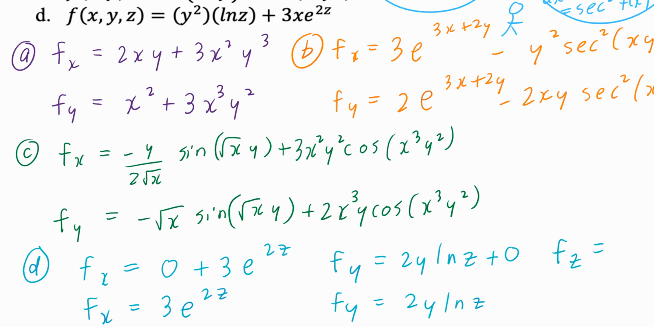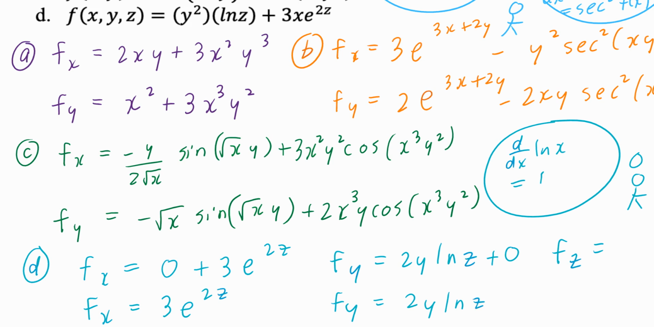Last but not least, if I'm looking for the partial derivative with respect to z, that means x and y are going to be constants. Now, don't forget, when you find the derivative, and I'll write it down right here just in case you want to get a refresher of some of these basic concepts. When you want to find the derivative of ln x, that's basically 1 divided by x. And if you want to find the derivative of ln of f of x, then it's going to be 1 over f of x times f prime of x.